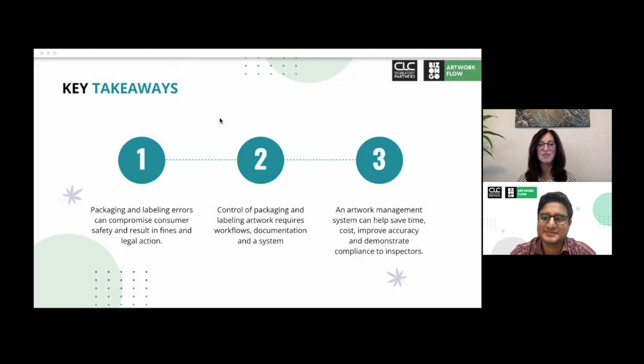You need the control. And again, making the point, you absolutely need it in packaging and labeling as well as in other parts of the organization. For artwork management, having a system specifically for that function is very efficient, and certainly can help get to market faster and demonstrate compliance to inspectors.